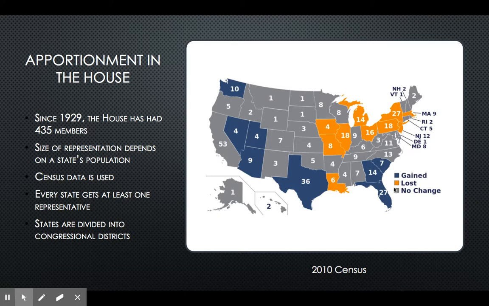And you can see that after each census, the map might change a little bit. For example, some states lost representatives and some states gained representatives after that apportionment. So after the census data was looked at, it can change every 10 years. Now, states will be further divided into congressional districts. So let's talk a little bit about districts.